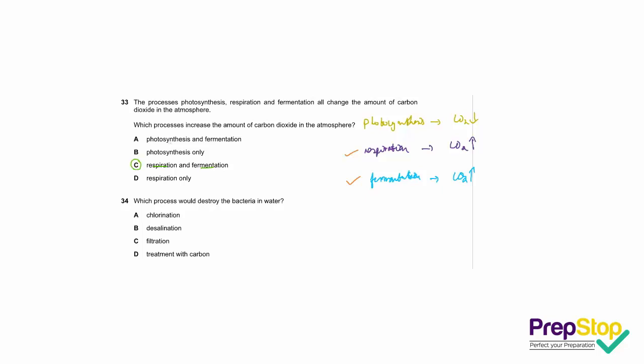In option A, we see that photosynthesis is incorrect. Similarly, in option B, photosynthesis is incorrect, and in option D, the answer is incomplete because fermentation is also a process which increases the amount.